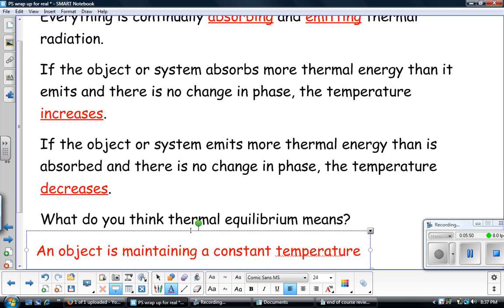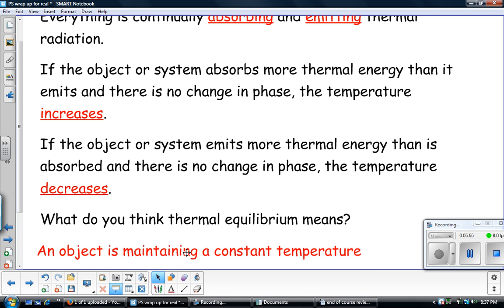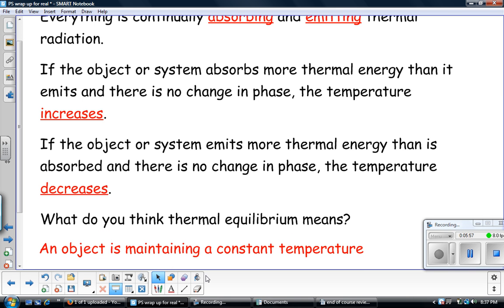When an object is maintaining a constant temperature because it is emitting and absorbing a matched amount of heat.